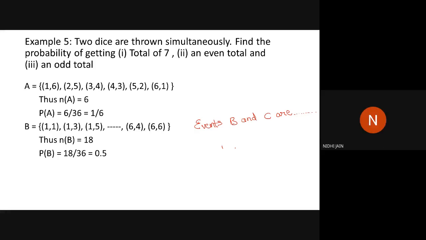Oh, likely events, no. Yes. Mutually exclusive. You can also say mutually exclusive. Yes, why not? Mutually exclusive is correct. Wait, let me mention it. Yes, we can say that both these are mutually exclusive.